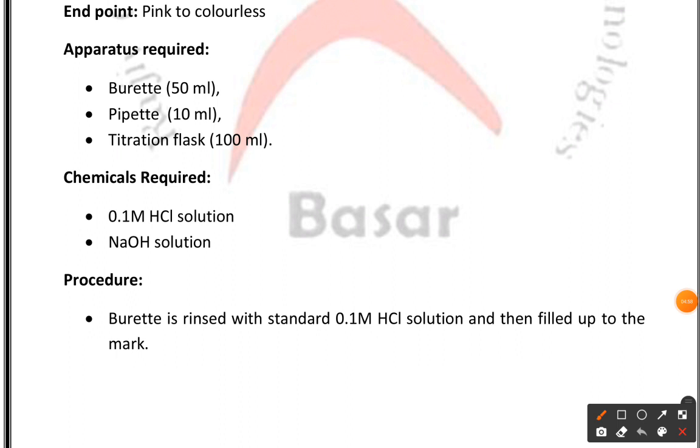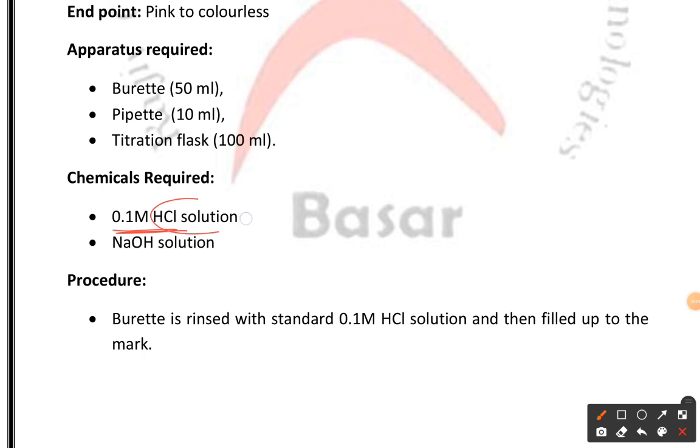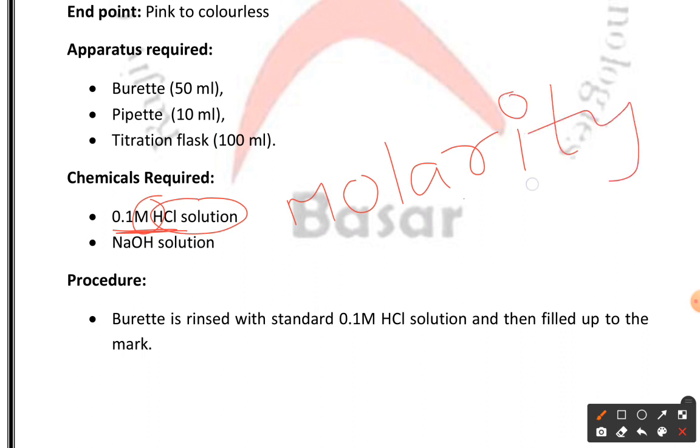Now, chemicals required. Here we have the 0.1 M HCl solution. Note it down. Already the concentration will be mentioned, so the HCl solution concentration is already known, its molarity is 0.1 M. Capital M indicates molarity. You have to remember that it is molarity, not molality. Next, NaOH solution, whose molarity we have to find out. This is the unknown concentration solution.